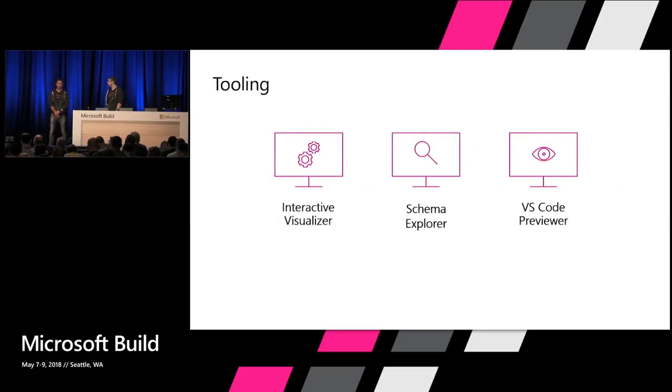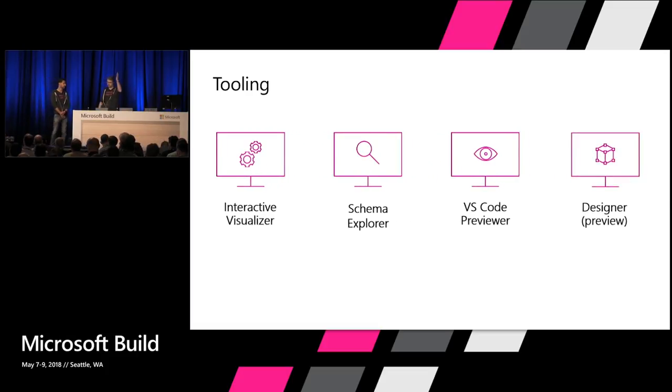Mm-hmm. We also showed some tooling. So we have that interactive visualizer, the Schema Explorer. We didn't show the VS Code previewer, but it's the same idea. It's that visualizer. If you have a JSON editor and you have a card preview for it, we have a nice tool. Yeah, and you can install it very easily from the Visual Studio Code add-in store or whatever it's called. And of course, the designer that is now in preview.